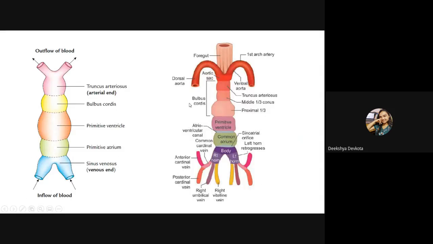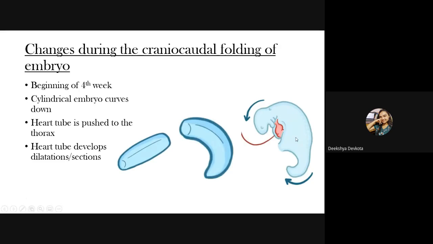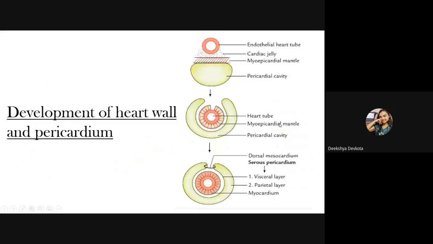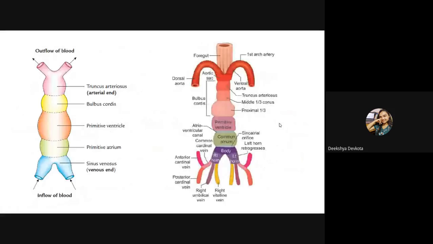Now, let's talk about the dilatations that have appeared in our heart tube after the craniocaudal folding. As we discussed here, our heart has developed dilatations. What are those dilatations? From cranial end to caudal end: truncus arteriosus, bulbus cordis, primitive ventricle, primitive atrium, and the sinus venosus. Truncus arteriosus is included in the bulbus cordis in some books, but it doesn't make any difference.